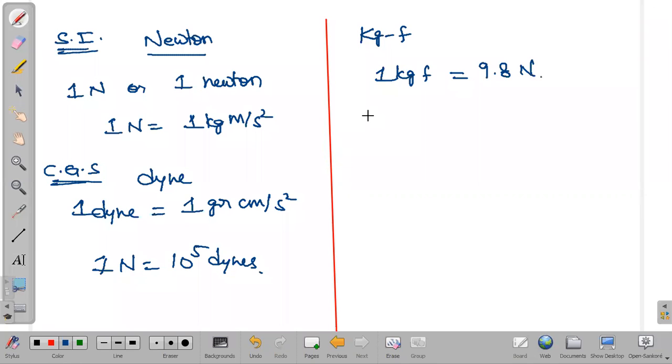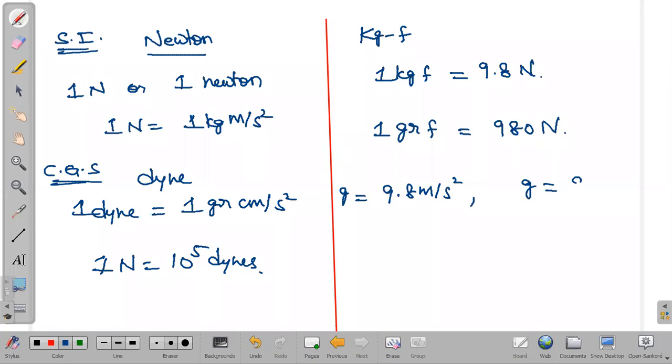Okay, the same thing, 1 gram force also we can write. In CGS system, 1 gram force is 980 dynes. How has this come? It comes from the acceleration due to gravity value we will be using. Acceleration due to gravity g is 9.8 meter per second square when we are using SI system, or in CGS system, g is equal to 980 centimeter per second square. This we will be using.